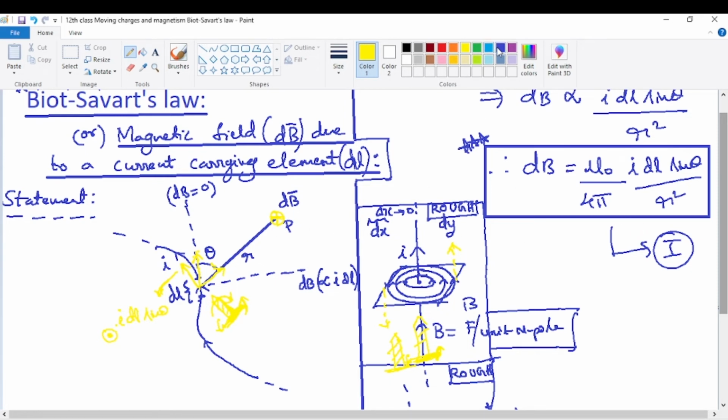Now coming back to the actual derivation. What are the vectors here? dl is a vector, r is a vector. Now I'll multiply the numerator and denominator by r so that in the numerator both the vectors, dl and r, will be present.